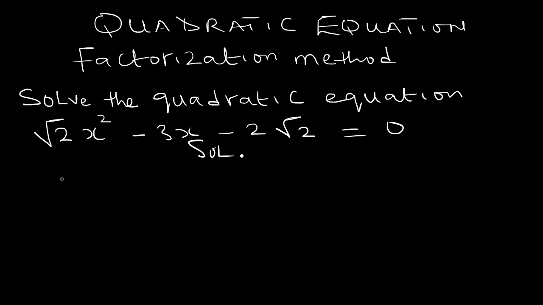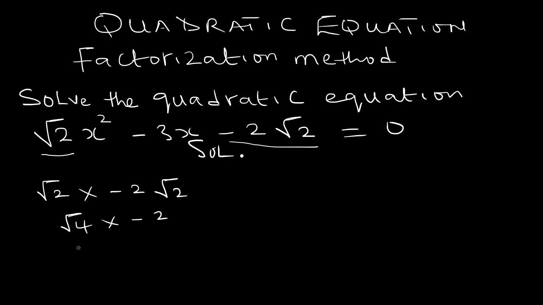Alright, first thing we'll do, this root 2 is the coefficient of x squared. We'll use it to multiply the constant term, which is minus 2 root 2, and that will give us our product. So we'll have root 2 multiplied by minus 2 root 2. Root 2 times root 2 is root 4, which is 2, multiplied by minus 2, which gives minus 4. So minus 4 becomes our product.